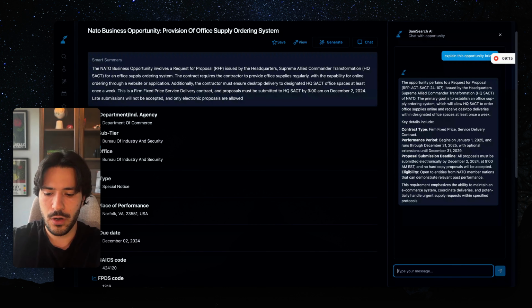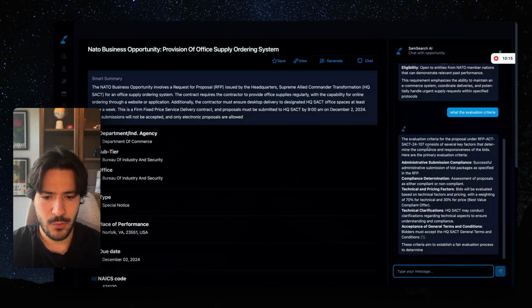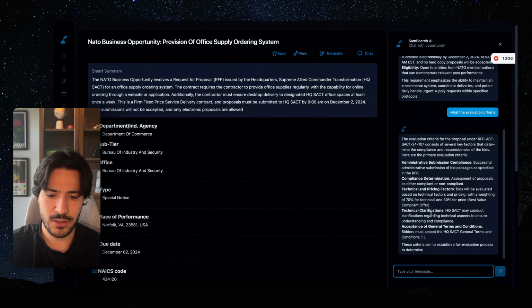Now we want to know what the evaluation criteria are. So we want to know what we will be evaluated based on. Okay, so now we get an idea of what they're going to evaluate based on: successful administrative submission of bid packages as specified in the RFP. For technical and pricing factors, bids will be evaluated based on technical factors and pricing, with a weighting of 70% for technical, 30% for price, best value, and then technical clarifications. They may conduct clarifications regarding technical aspects to ensure understanding and compliance. Well, now we know what the evaluation criteria is.